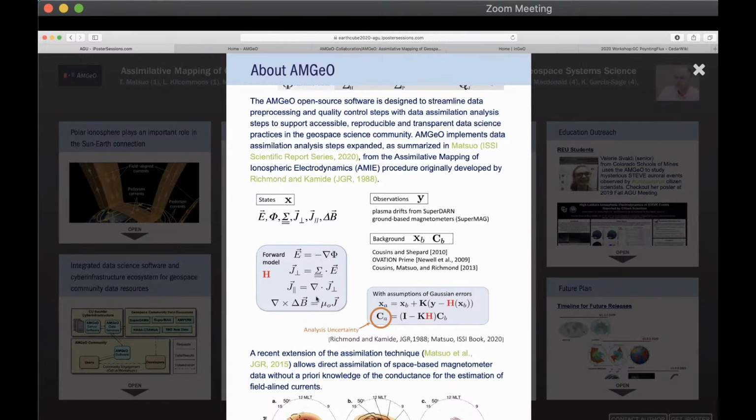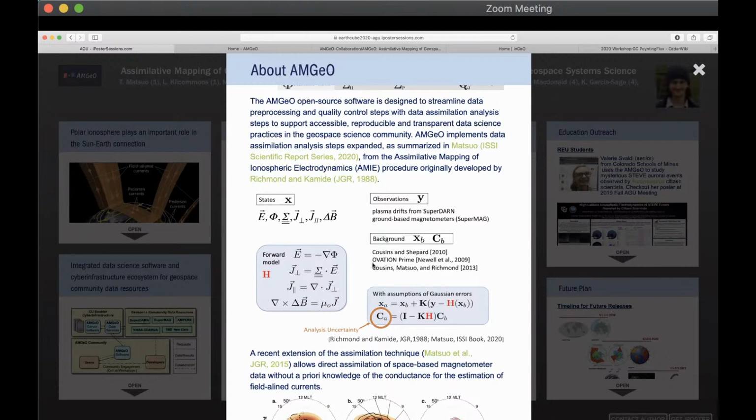Okay, so it's a very simplified current geometry. But with that, we can actually relate, we can borrow information from different observations. Version 1, out of the box, you can assimilate SuperDARN and SuperMAG, but we are going to add the capability to assimilate space-based magnetometer data, AMPERE Iridium data, and also update what is different from AMIE's background model.